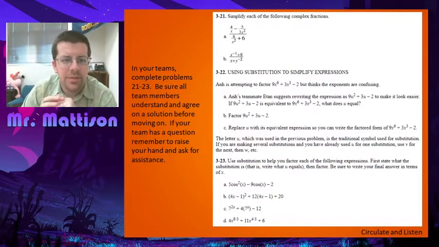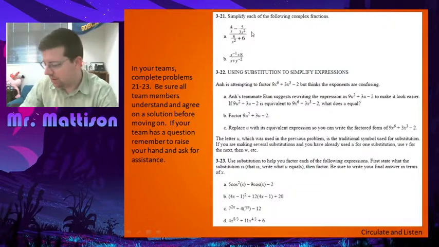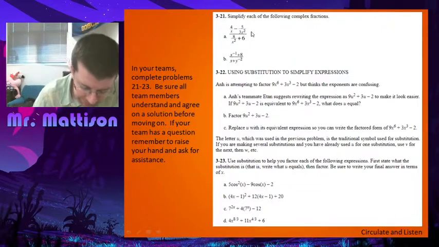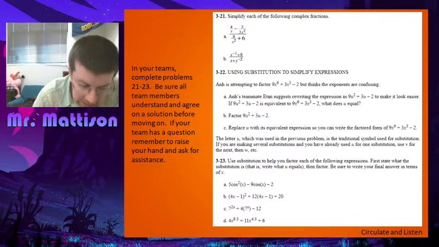On the first one, 21, just like we did on that last one, we're going to be multiplying to get rid of these fractions. My common denominator of all of these is going to be 3x squared. So I'm going to do this first one. I have 4 over x minus 5 over 3x squared, all over 8 over x squared plus 6.